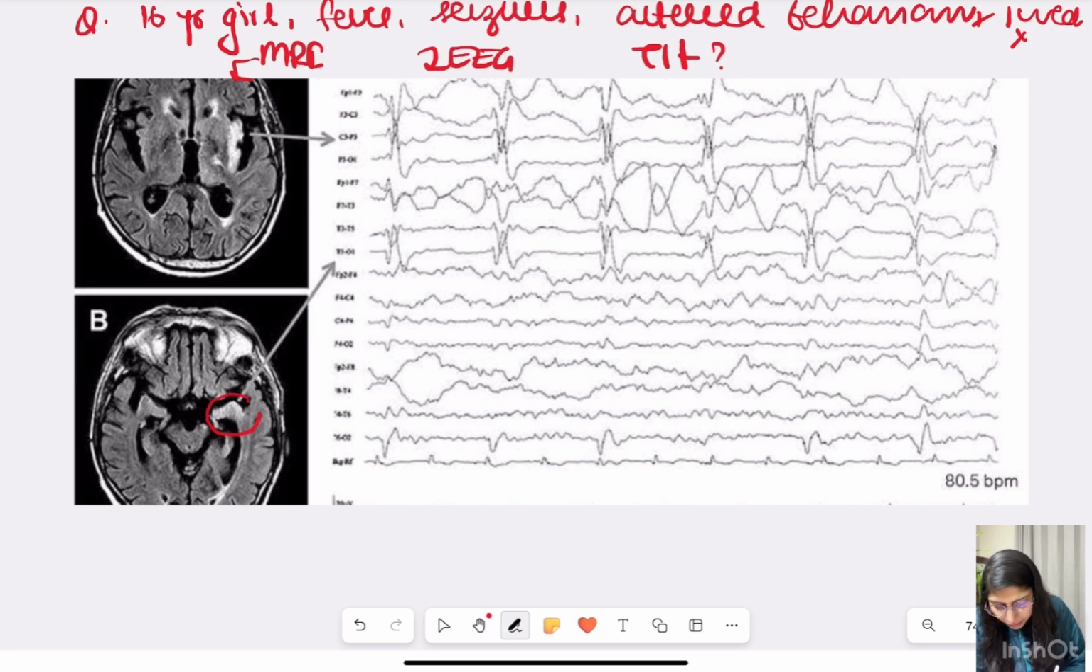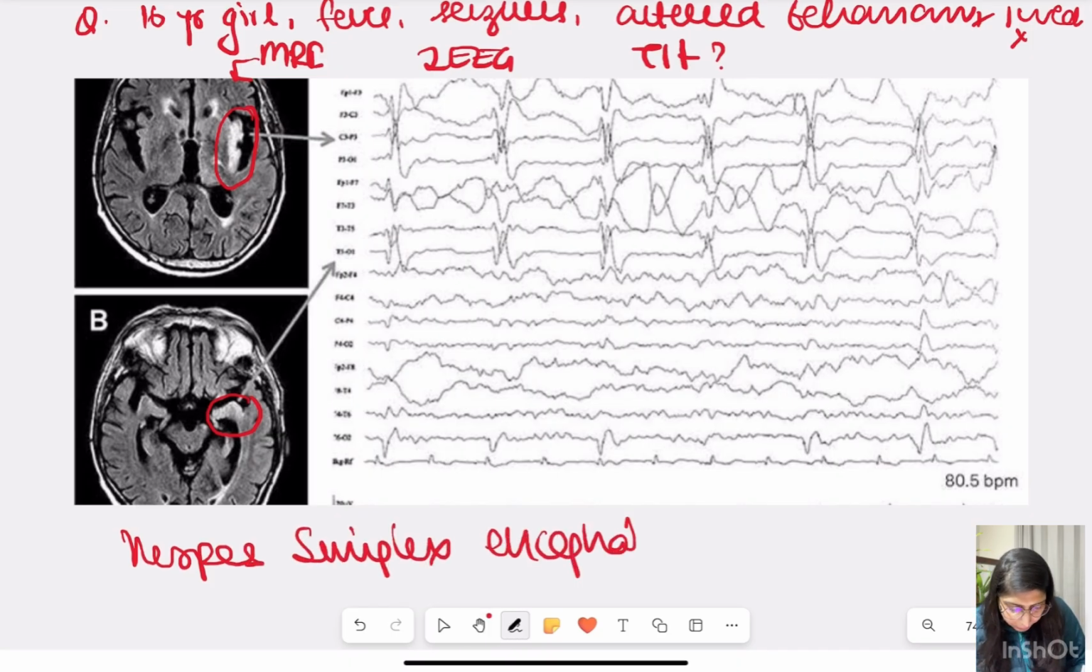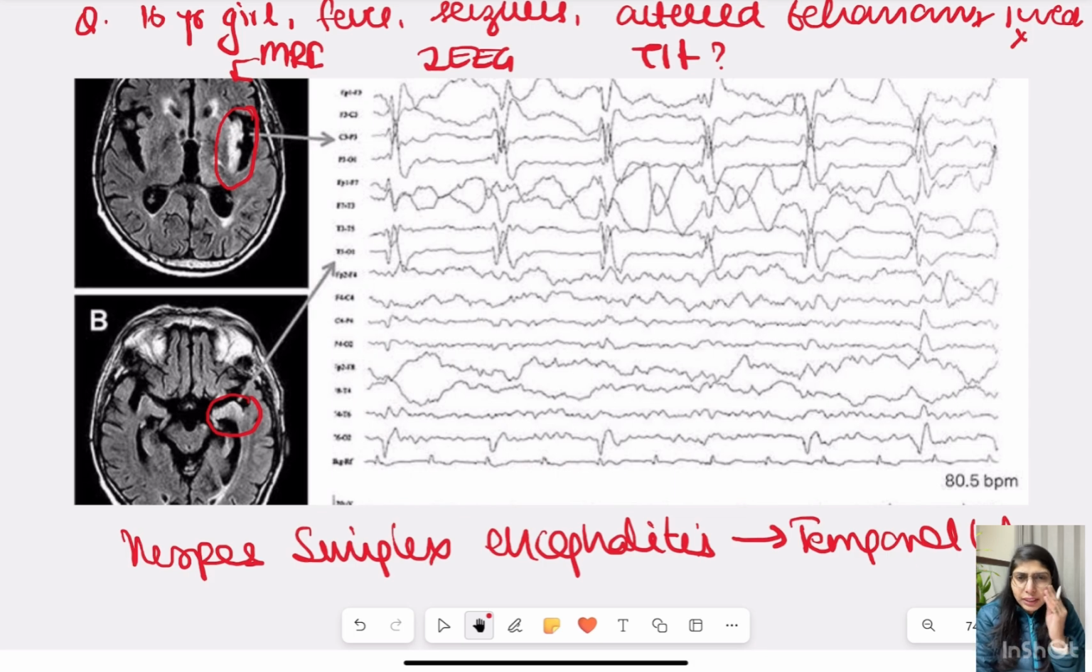So this MRI, as you can see, is showing a temporal lobe hyperintensity, right? A temporal lobe involvement. Now we know of a virus that typically involves the temporal lobe: herpes simplex encephalitis. Encephalitis means that the brain parenchyma is involved. This is the virus that affects the temporal lobe. Right, so we now have a hint in our mind that it can be herpes simplex. Now let's look at the EEG. The EEG is showing something known as PLEDs. Now what are PLEDs? PLEDs are periodic.